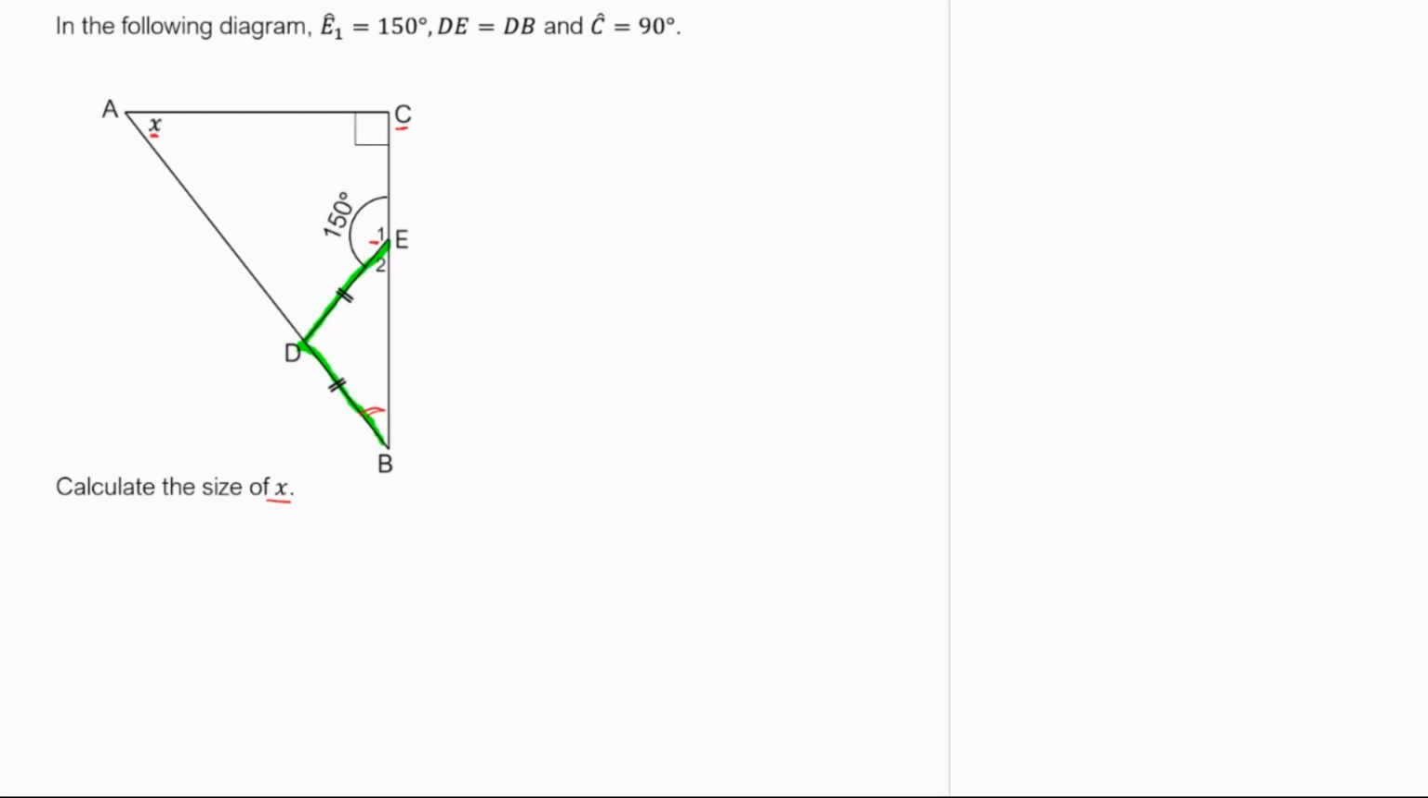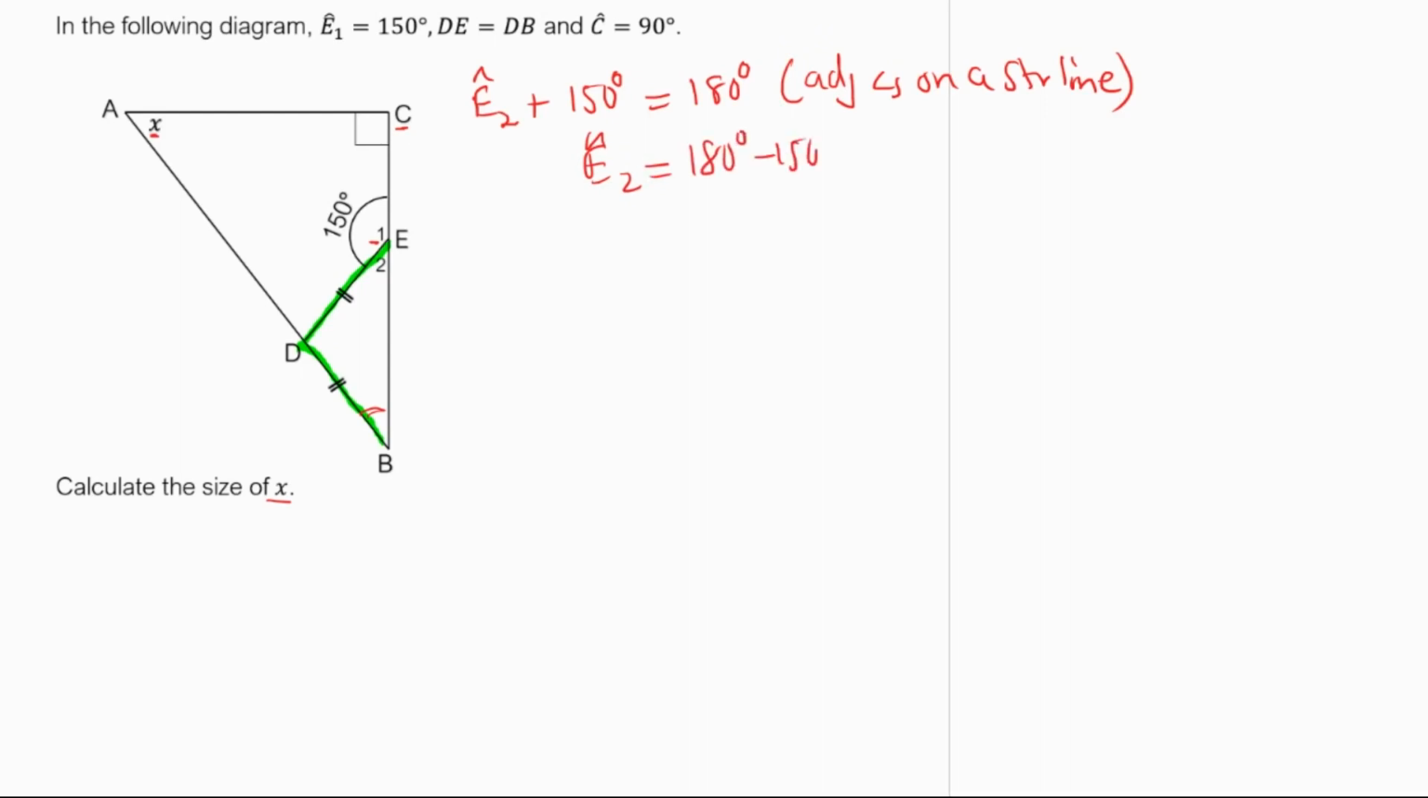Okay, let's try to do that. So we're saying angle E2 plus angle E1, which is 150 degrees, is equal to 180 degrees. These are adjacent angles on a straight line. It means angle E2 is equal to 180 degrees minus 150 degrees. So angle E2 is equal to 30 degrees. So this is 30 degrees.